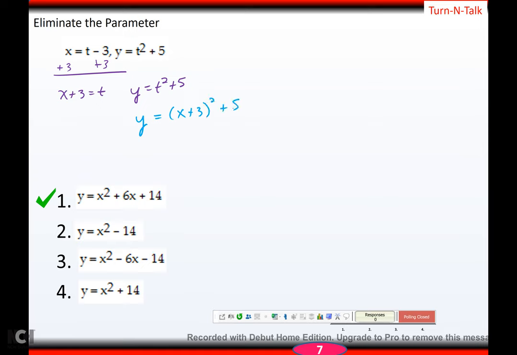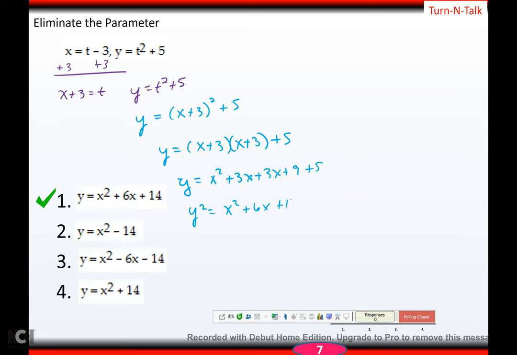And again, in my world, that's perfectly fine, but they've simplified it, in other words, multiplied that out. And they got x squared plus 3x plus 3x plus 9 plus 5, which is x squared plus 6x plus 14.